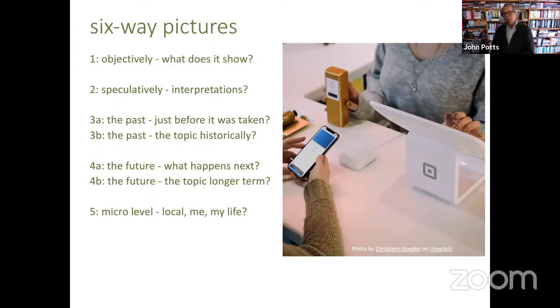This means I'm going to look at the picture very personally, how it affects me, what it's like in my life locally, where I live. So where you live in India, and I know that people here are from all over India, how do you buy things? Do you buy things like this? Or do you still use cash? Or do you use a credit card? How do you do it yourself? That's the micro level, the personal level.